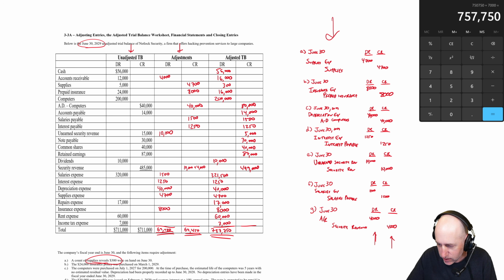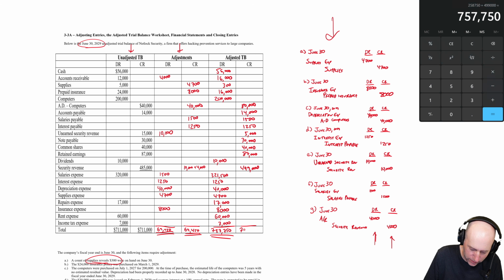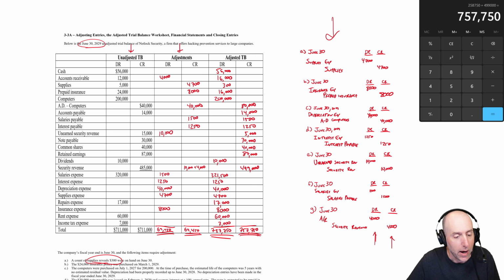Okay, let's add up our credits. Hopefully it works. 80 plus 14,000 plus 1,500 plus 1,250 plus 5,000 plus 30,000 plus 40,000 plus 87,000. Now I'm scared. The moment of truth, plus 499. Oh, I don't want to hit equals, but I will. 757,750. Okay, fantastic news. Our adjusted trial balance balances.